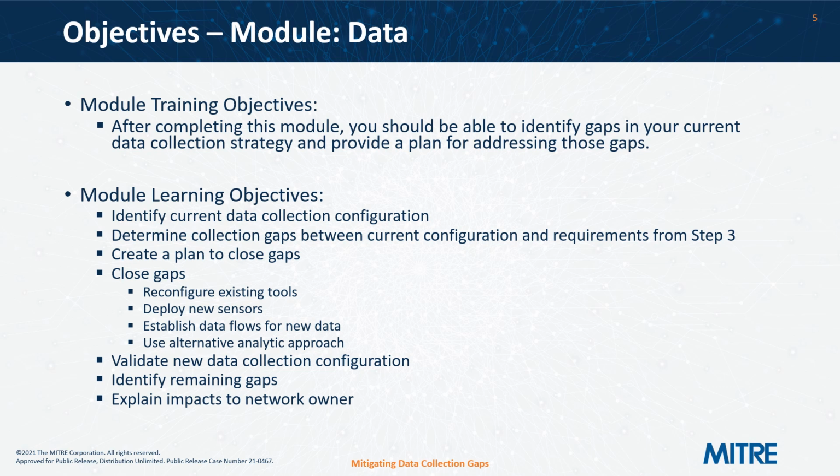With a plan in place, we begin to work on closing the gaps using a variety of methods, which can include reconfiguring any existing tools, deploying new sensors, establishing data flows for new data, and possibly using alternative analytic approaches using the data you have available. After that, we will need to validate new data collection configurations, identify any remaining gaps that may exist, and be able to communicate those gaps to the network owner.